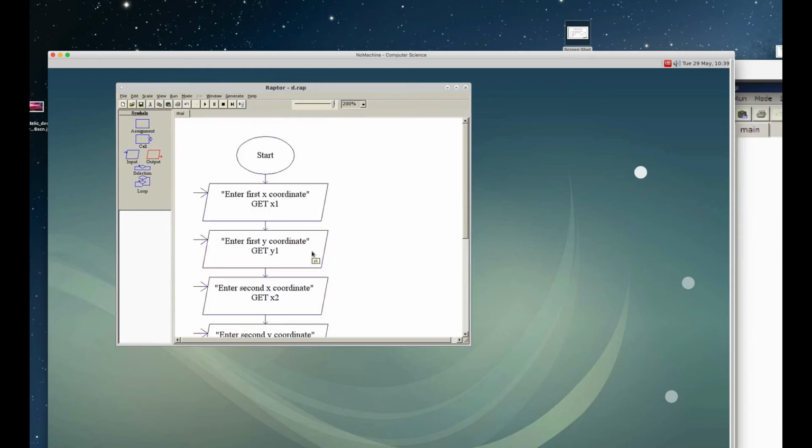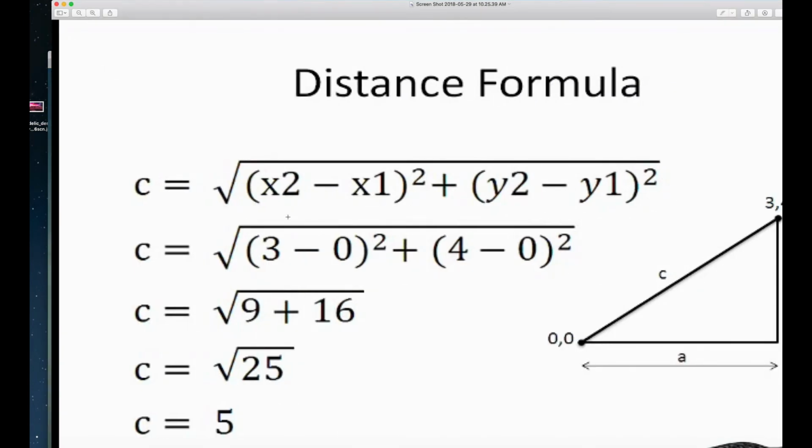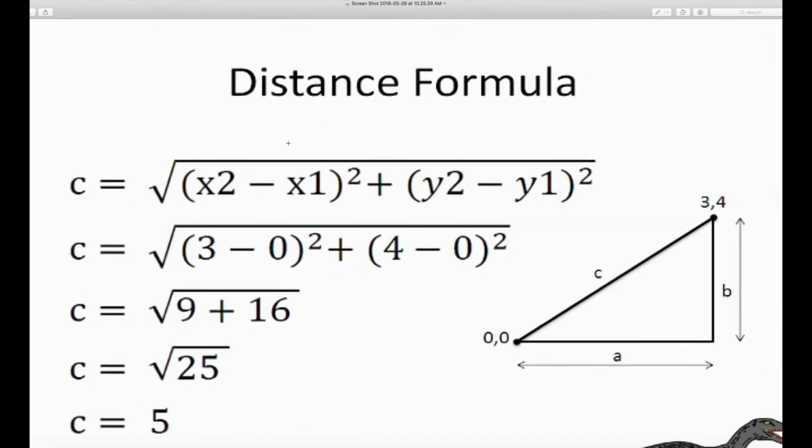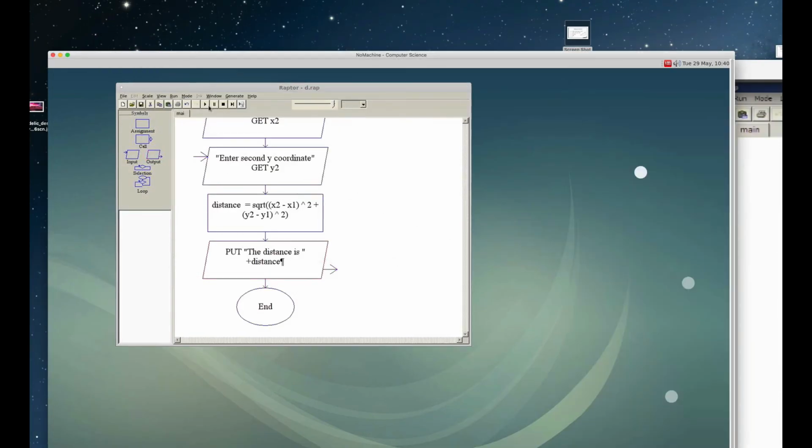Now let's go ahead and run this. Let's try the same numbers. Here we have x2 is equal to 3, x1 is equal to 0, y2 is equal to 4, y1 is equal to 0. So we know that x1 and y1 are equal to 0. Whenever they ask for the first x or y coordinate, we can type 0, and second x coordinate is 3, and second y coordinate is 4. Let's run this one.